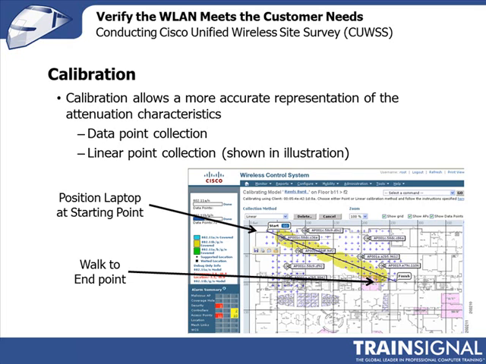The linear point collection is when you start at one point and then you walk. And so you follow a path to another location, and it collects data points as you're walking that path. Now, the linear point collection is faster because you literally go to the point the tool's telling you to and walk to the end point and you're done. The data point collection is go to each of these locations and take a measurement, so it takes longer.